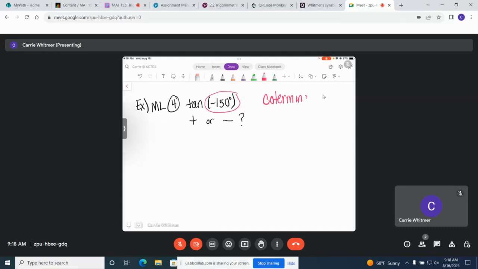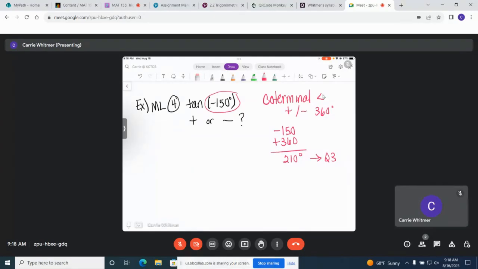The coterminal angle, we learned in the previous section that you're just going to add or subtract 360 degrees to get a coterminal angle. So if I take negative 150 and I add 360 to that, then that gives me 210 degrees. That is an angle between 0 and 360, and actually 210 would be in quadrant 3.